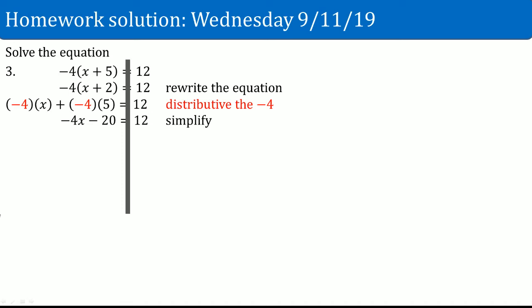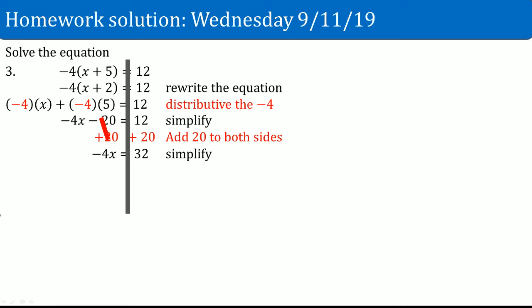What is the opposite or inverse of minus 20? It is add 20. Make sure you add 20 to both sides. Why do you add 20 to both sides? Because the negative 20 and the add 20 cancels out. What do I have left over on the left-hand side? A negative 4x. On my right-hand side, the 12 plus 20 becomes 32.